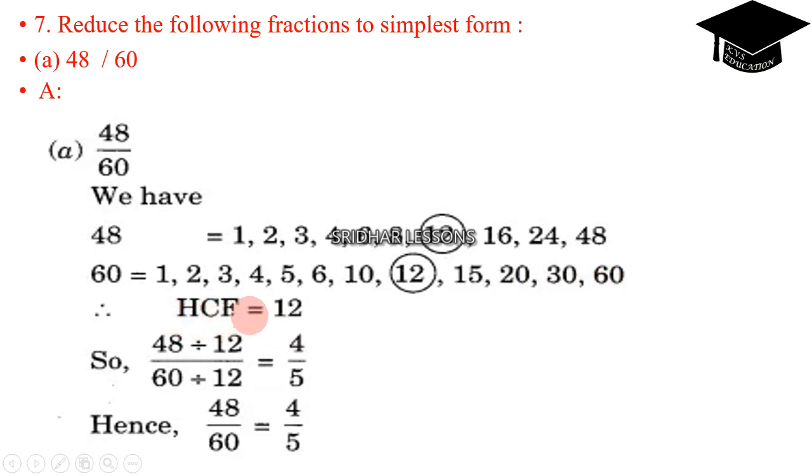Therefore, the HCF is equal to 12. So we can divide 48 by 12, 60 divided by 12. This is equal to 4 by 5. So 48 by 60 is equal to 4 by 5 after simplification.